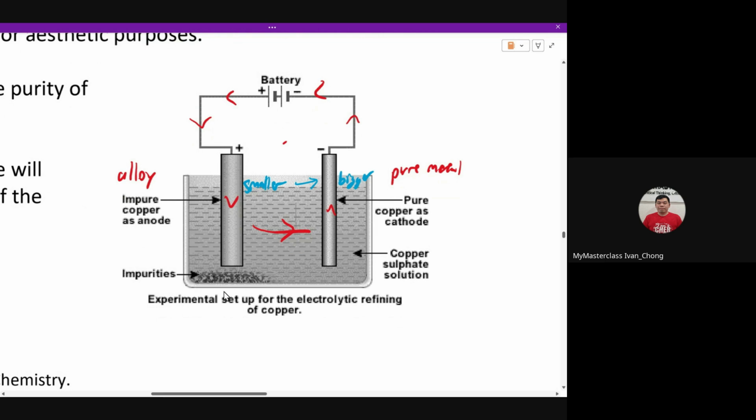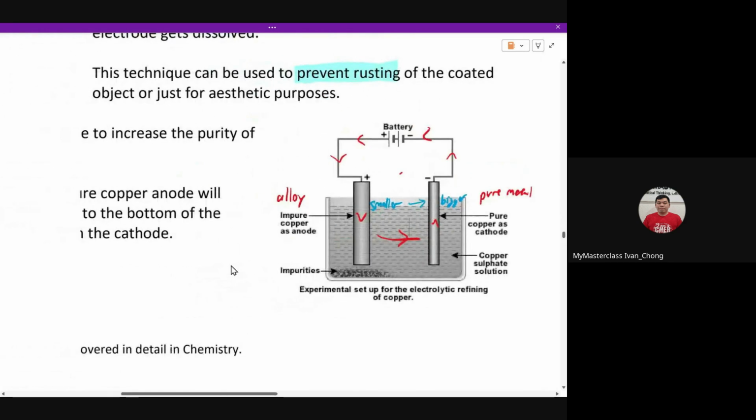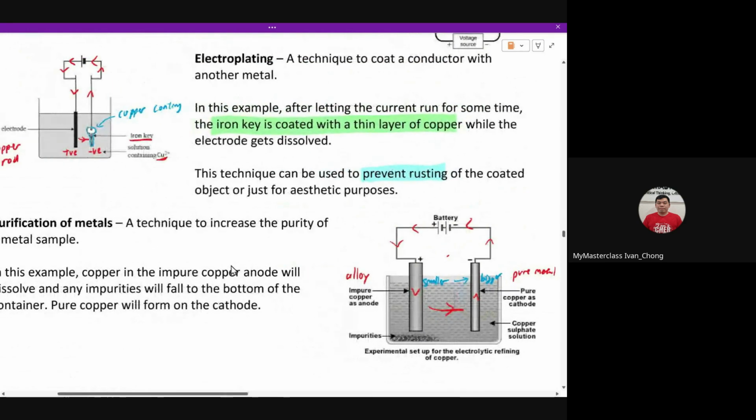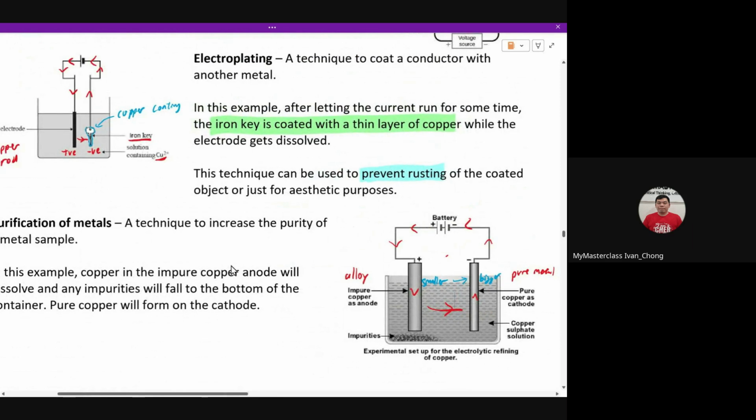So you can just collect it back, melt it down, and then shape it into a rod all over again. Okay, so you'll notice that for both of them, the desired item that you want will always be at the negative part. And the material that you want to use will be the one on the left. So right is your result, left is what you're using. All right.